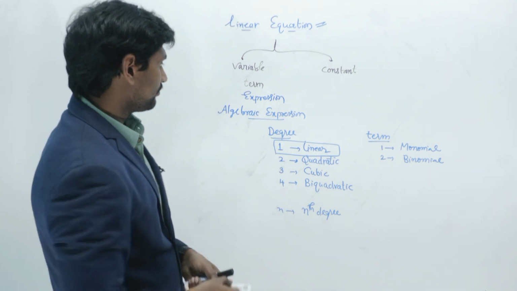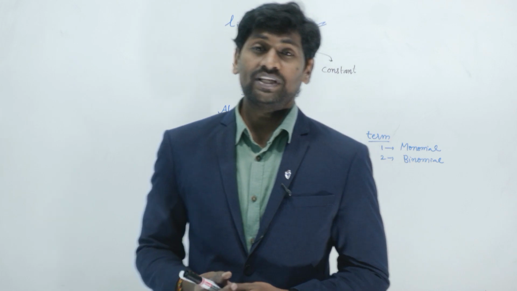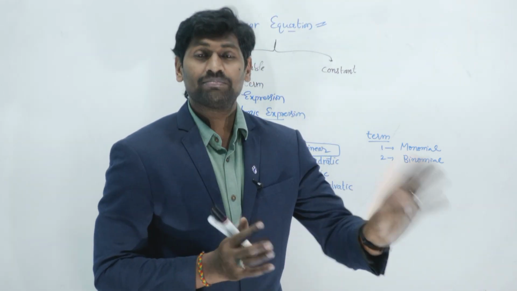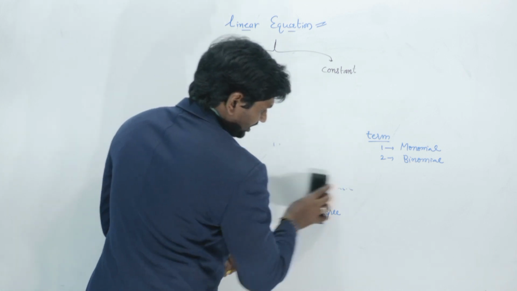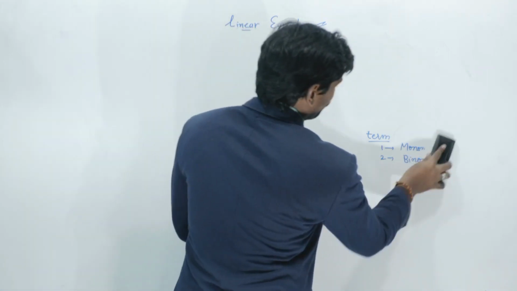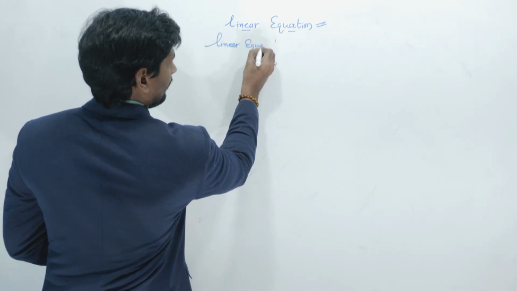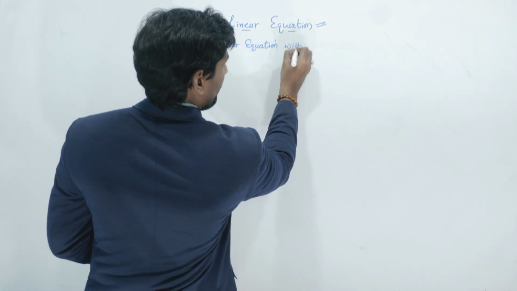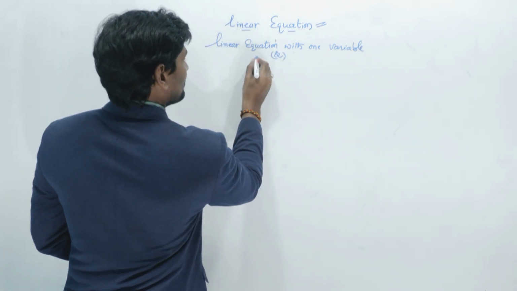In linear equations there are two different types we are going to learn up to the 10th class: linear equation with one variable and linear equation with two variables. Linear equation with one variable means a linear equation which has degree 1 and only one variable, either x or y, any one letter, is present in that. Such equations are called linear equations in one variable, nothing but simple equations.